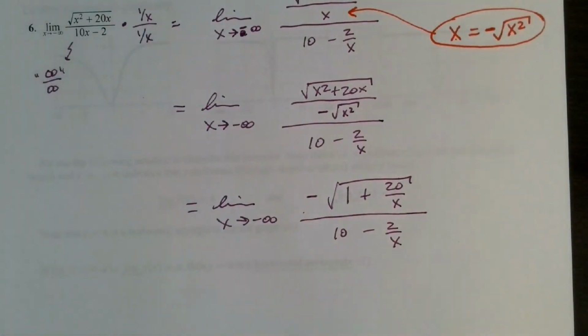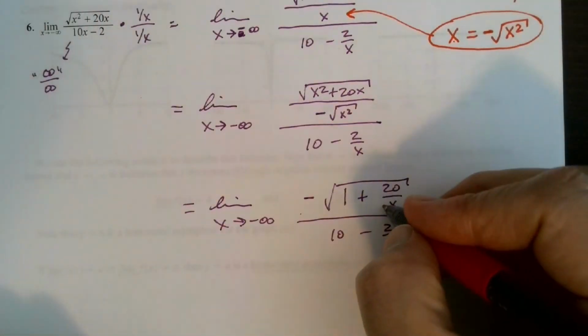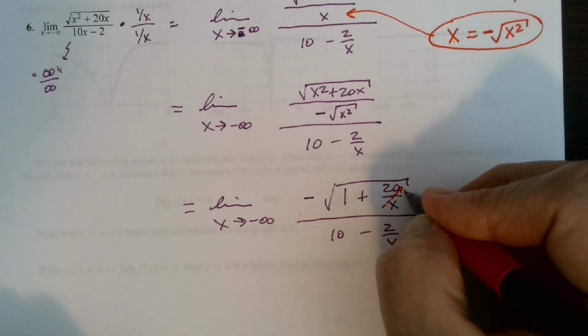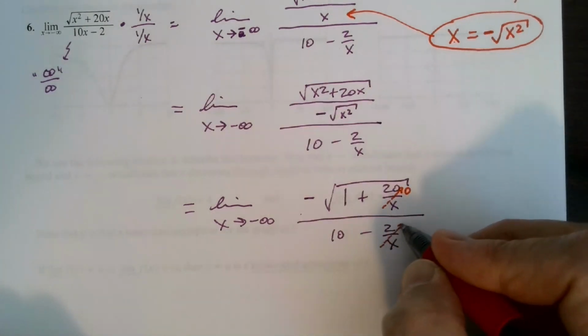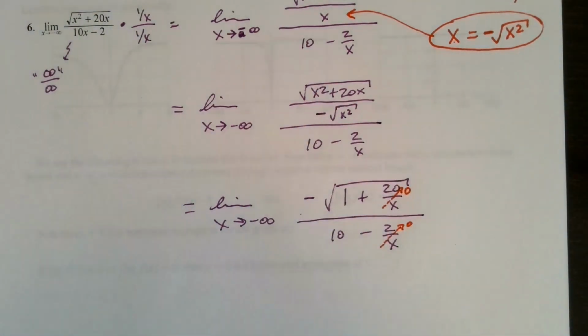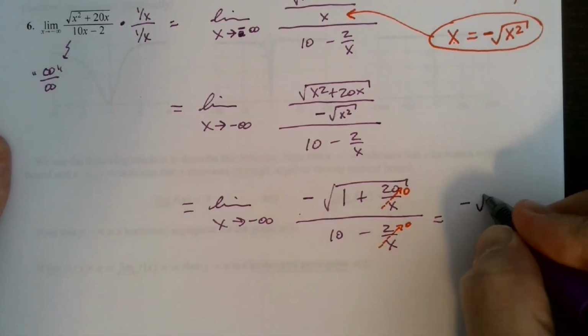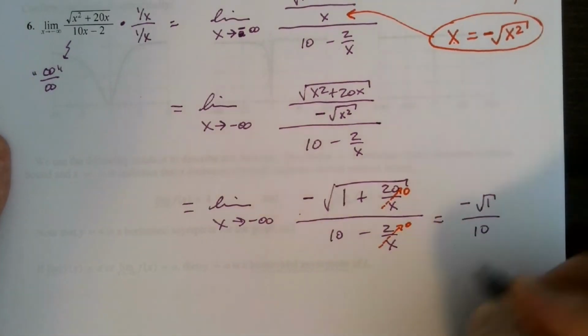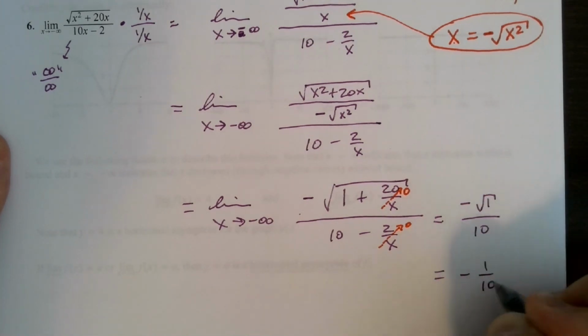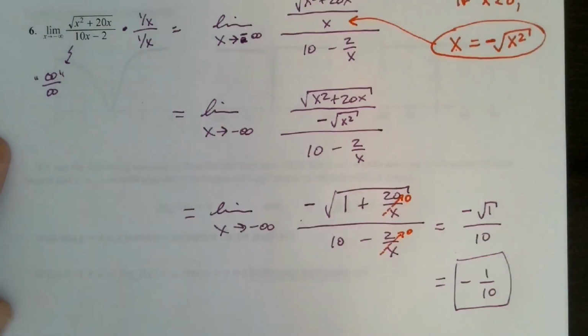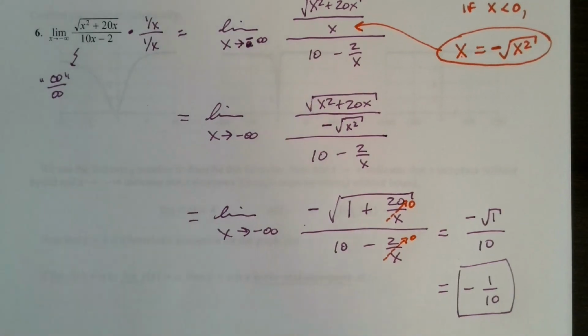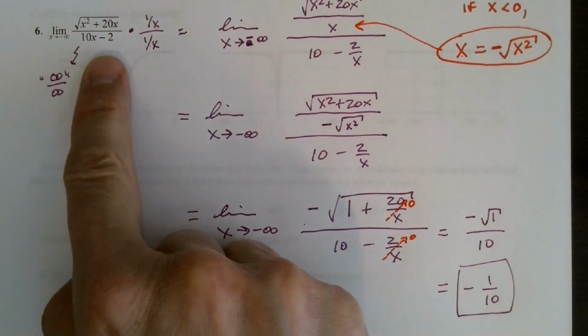And now as x goes to negative infinity, again, this is going to 0, and this is going to 0. And therefore my limit is what? Up top, negative the square root of 1 over 10. So my limit is negative 1/10. And that's different than the limit going to positive infinity. And so our function here, that we're taking the limit at positive and negative infinity, has two horizontal asymptotes.